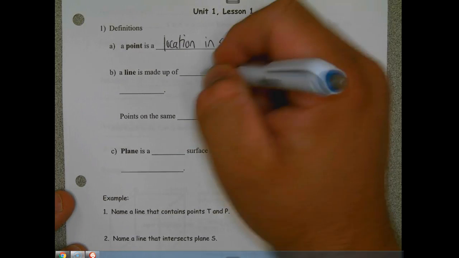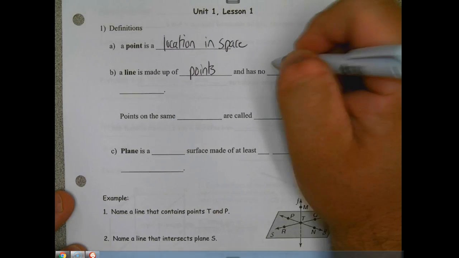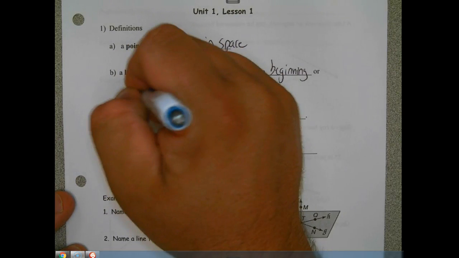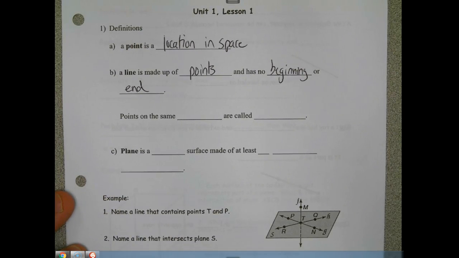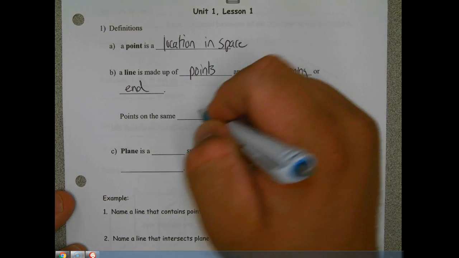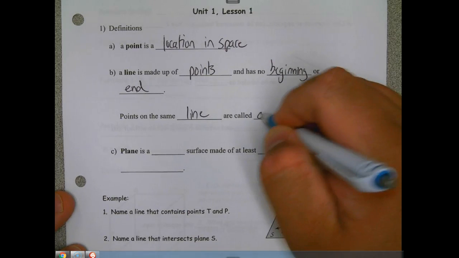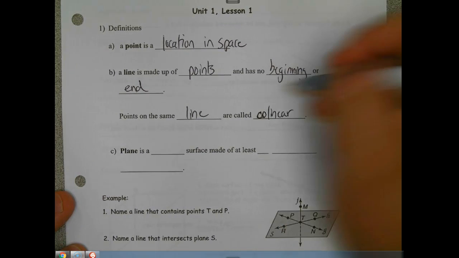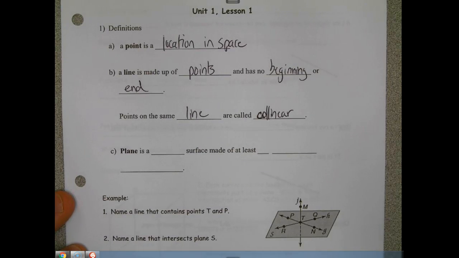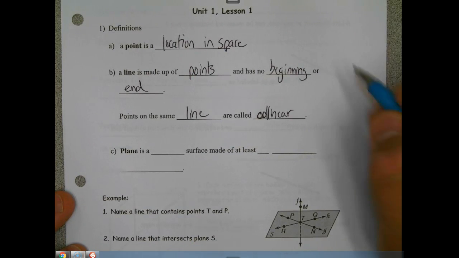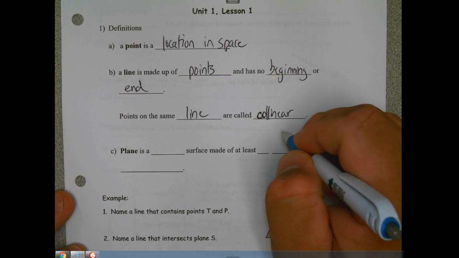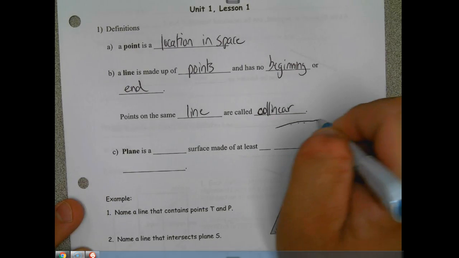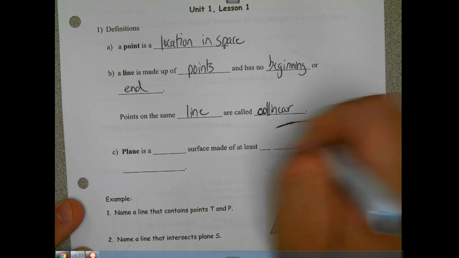A line is made up of points and has no beginning or end. Points on the same line are called collinear points. I think that's actually with 2 L's. I'll have to check the spelling on that one for me. And so basically what that's saying is if I have a collection of points in a row, where those points all line up is a line.